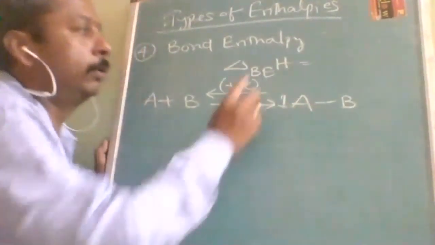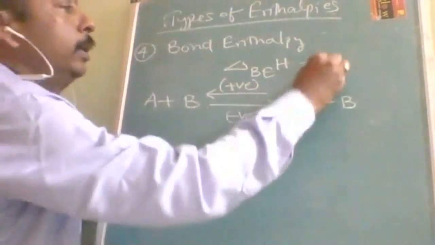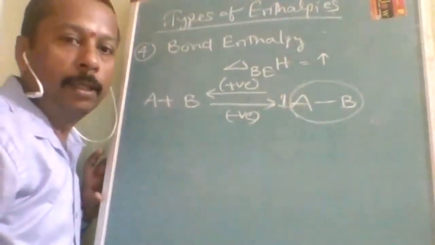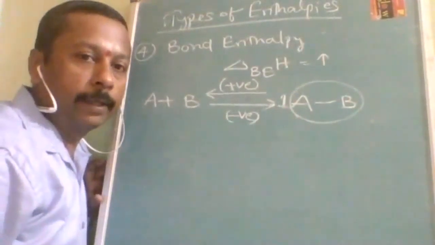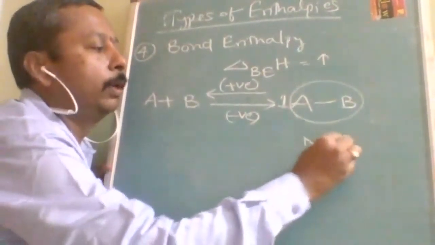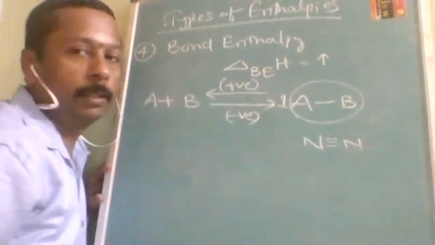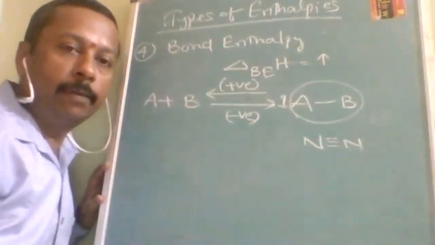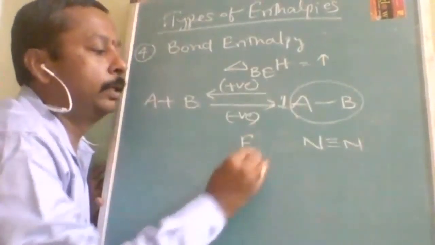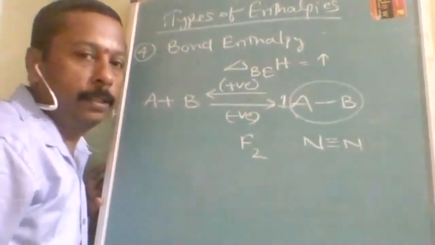Understood? The higher the bond enthalpy, the higher will be the stability of the product formed, and the less will be the reactivity of the product formed. Like N2, the N2 bond enthalpy will be high. That's why N2 is comparatively inert. Like fluorine is reactive because its bond enthalpy is less.